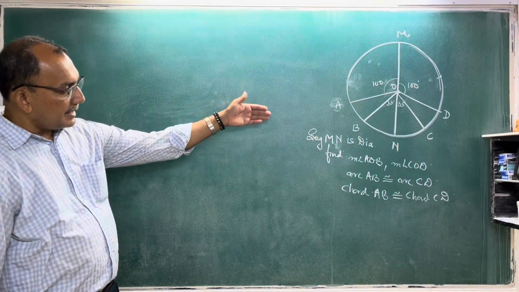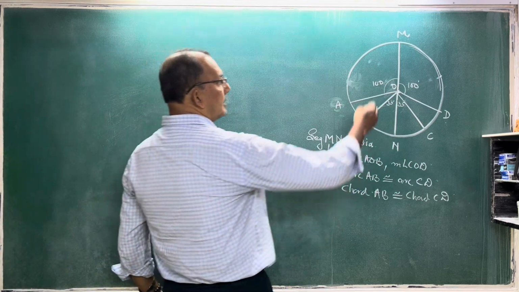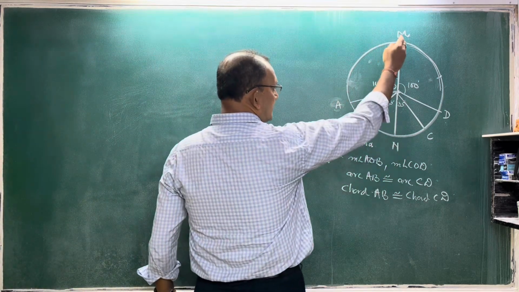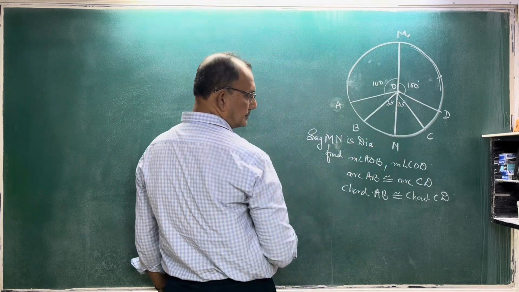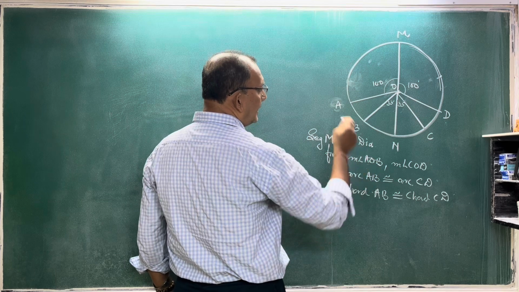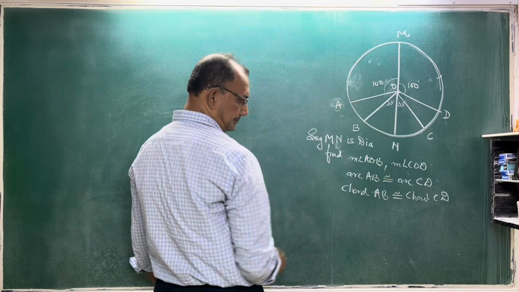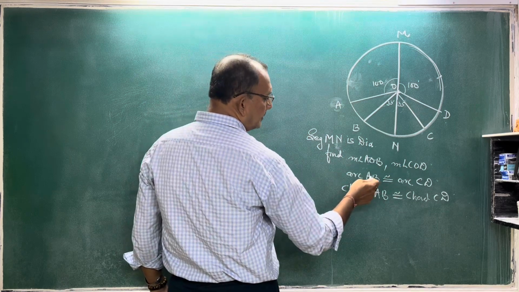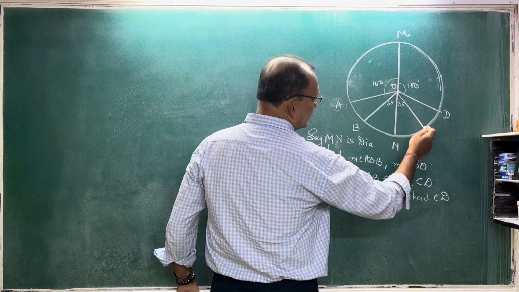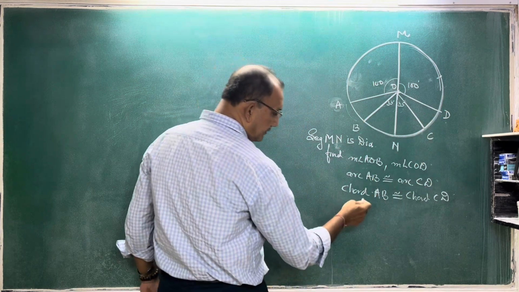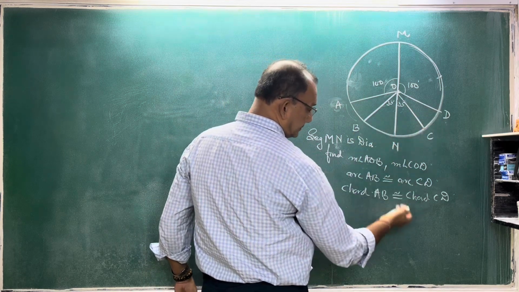In the circle chapter, standard 8, there's some information given to you. MN is a diameter. This particular segment MN is passing through center O. You are supposed to find angle AOB and angle COD, which is not given. One more important thing, we have to prove arc AB is congruent to arc CD. Then we have to prove chord AB is congruent to chord CD, which is not drawn.